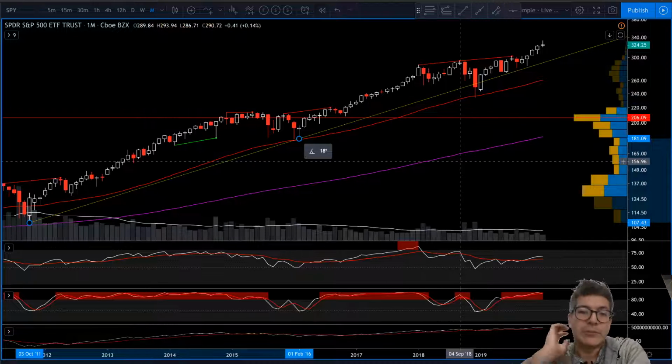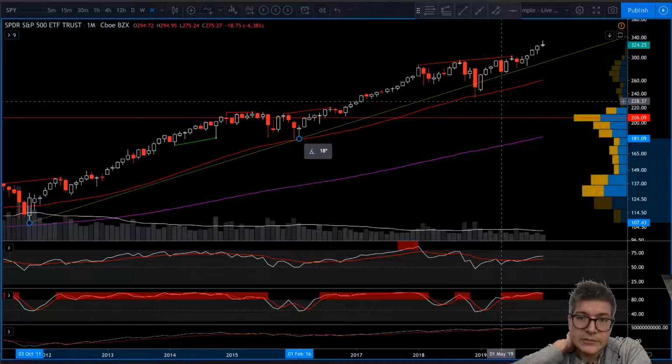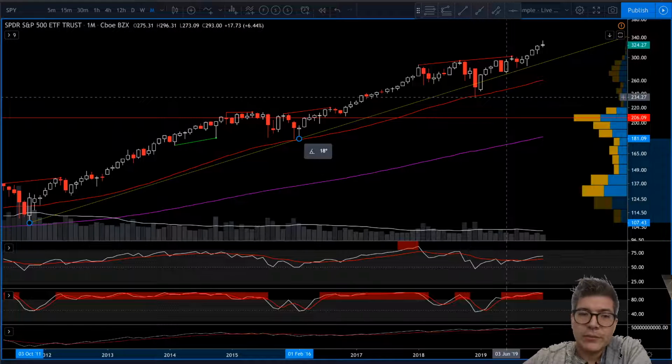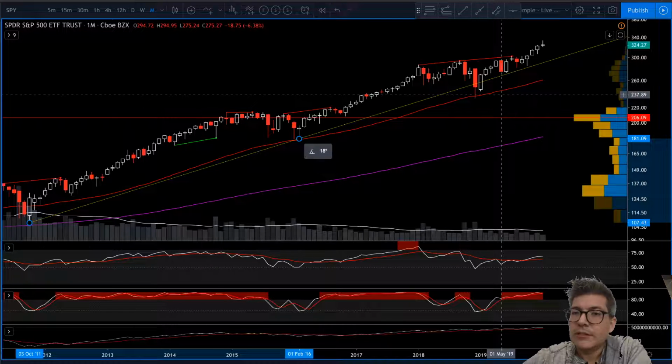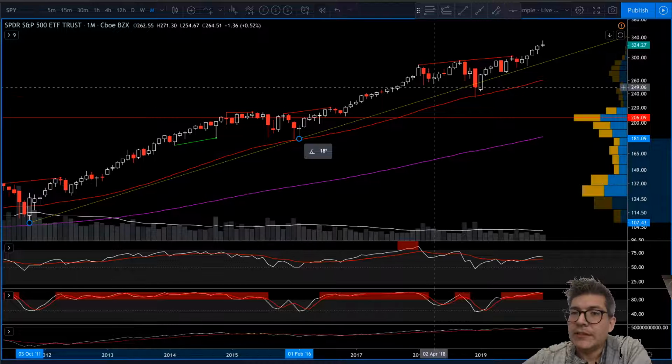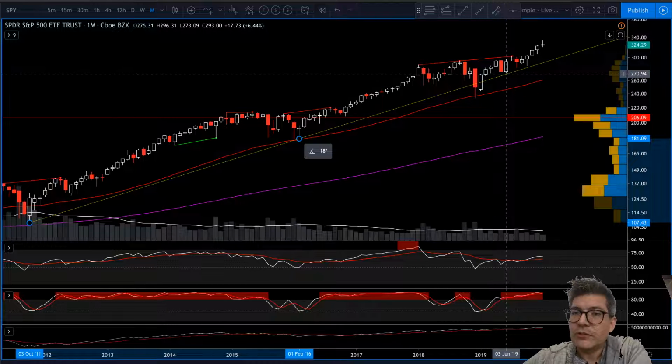I try to keep things a little simple. I don't try to flood the screen with a bunch of stuff, but this is working for me right now. It's nothing too crazy. So we got one touch, two touches, three touches, almost a fourth touch. So we're still in an uptrend.